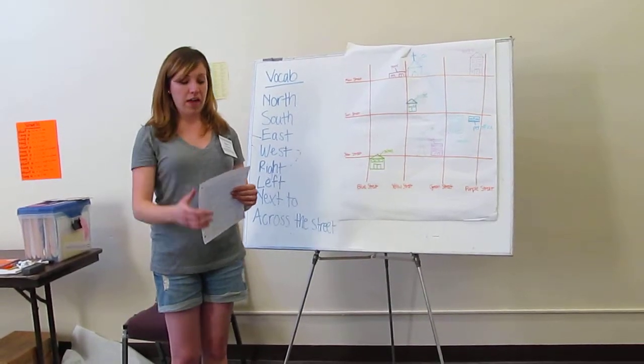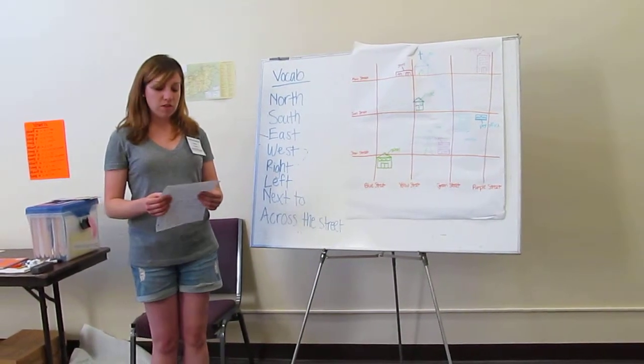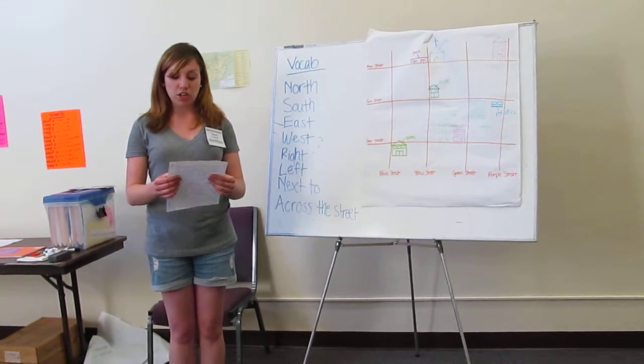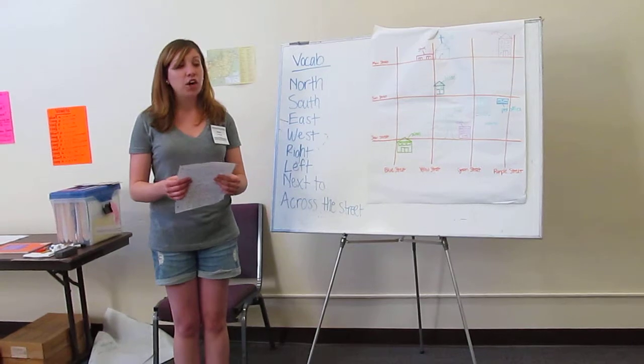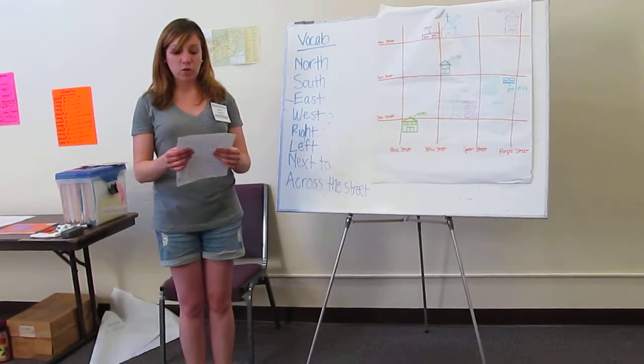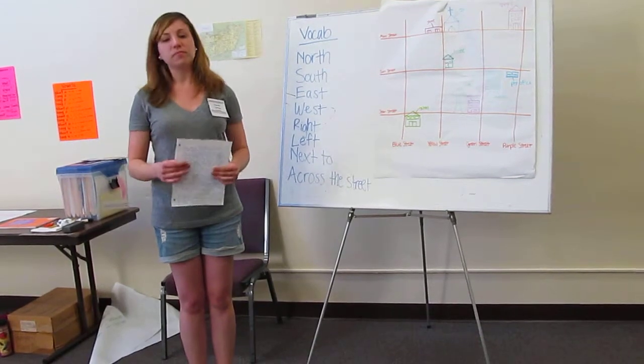One more time, okay? Joseph was at the school. He went east on Star Street. Then he turned left on Green Street. He stopped at the corner of Sun Street.